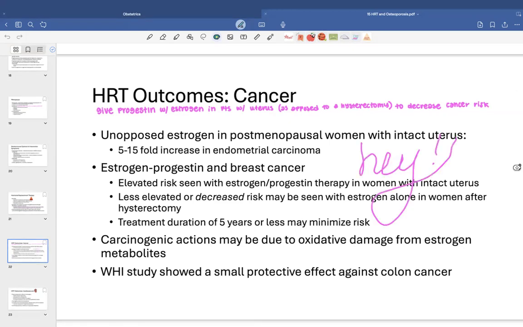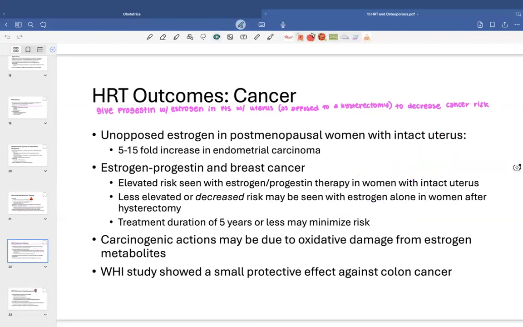And then I briefly mentioned earlier, it seems to be a small signal, but for what it's worth, there was a WHI study that showed that hormone replacement therapy in postmenopausal women actually has a small protective effect against colon cancer. So that's the takeaway as far as hormone replacement and cancer.